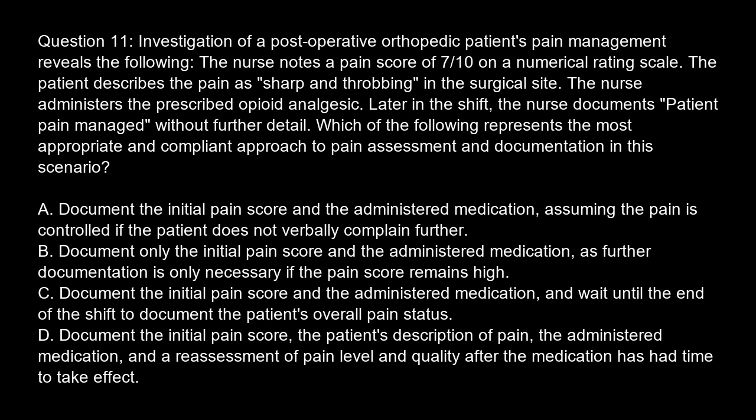Option A. Document the initial pain score and the administered medication, assuming the pain is controlled if the patient does not verbally complain further. Option B. Document only the initial pain score and the administered medication, as further documentation is only necessary if the pain score remains high. Option C. Document the initial pain score and the administered medication, and wait until the end of the shift to document the patient's overall pain status. Option D. Document the initial pain score, the patient's description of pain, the administered medication, and a reassessment of pain level and quality after the medication has had time to take effect.